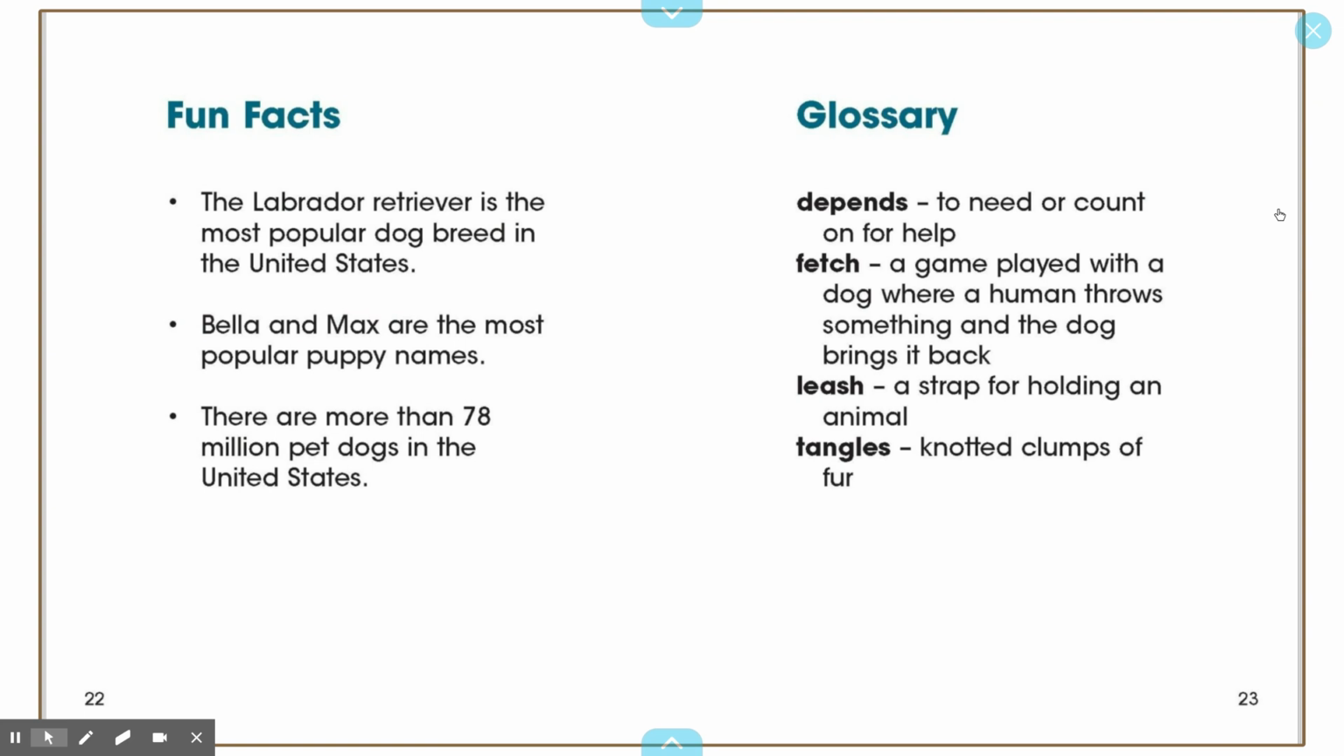Here are some fun facts in a glossary. Fun facts: the Labrador Retriever is the most popular dog breed in the United States. Bella and Max are the most popular puppy names, and actually, my dog's name is Bella. There are more than 78 million pet dogs in the United States.